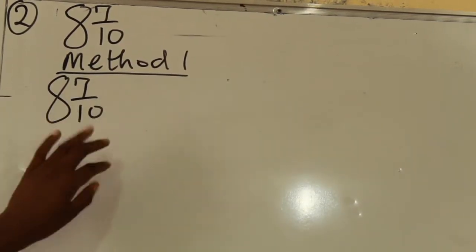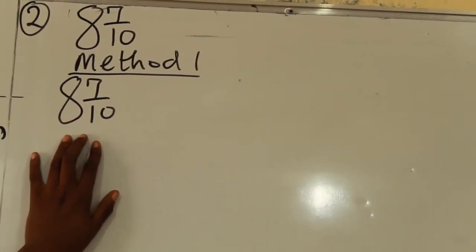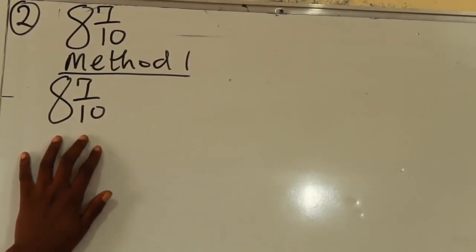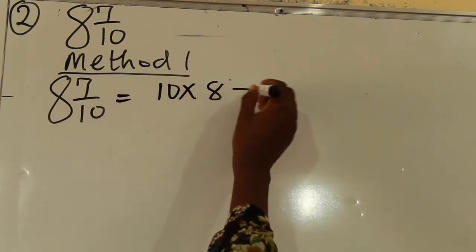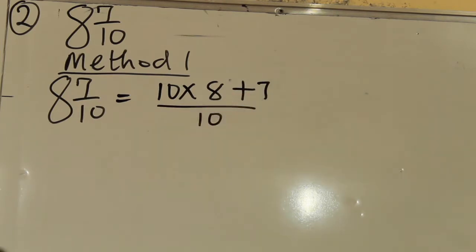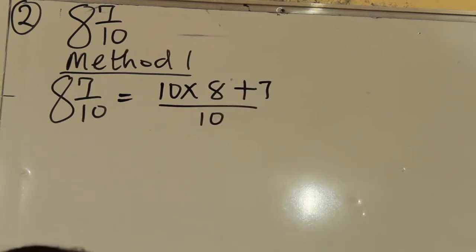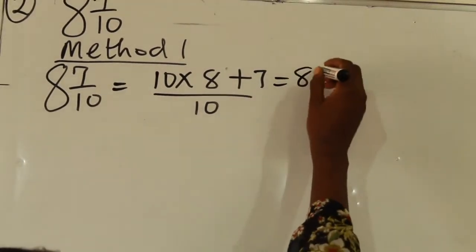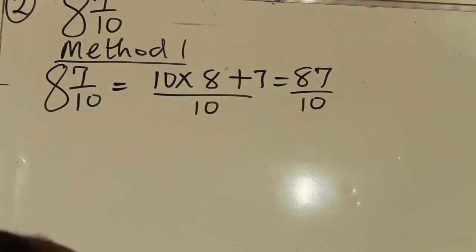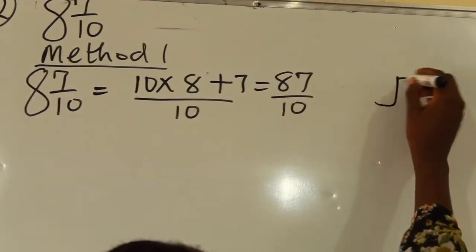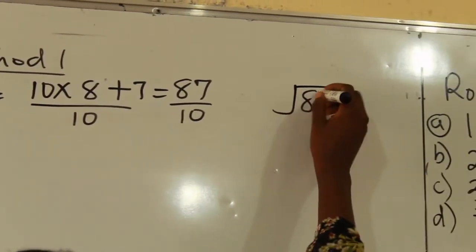Method 1. The first step is to change 8 whole number 7 over 10 to an improper fraction. So I'll do 10 times 8 plus 7 over 10. 10 times 8 is 80. 80 plus 7 is 87 over 10. Now we have 87 divided by 10. 87 is the dividend, while 10 is the divisor. So our dividend, which is the numerator, will be here, and then we have our 10.